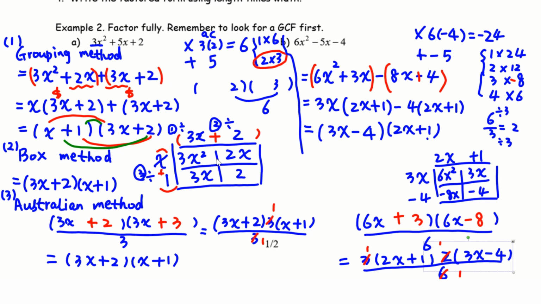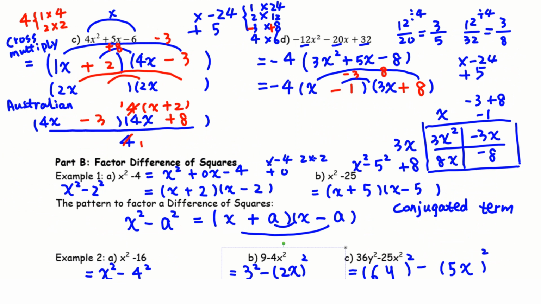Also, I have shown you the box method. Just rewrite the one row grouping method to two rows. Then after that, factor the first row and do the divisions. Okay, so this is all the factoring part.